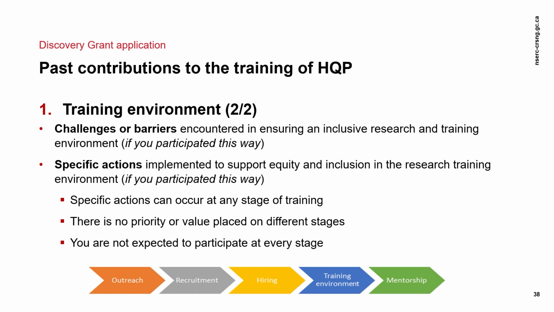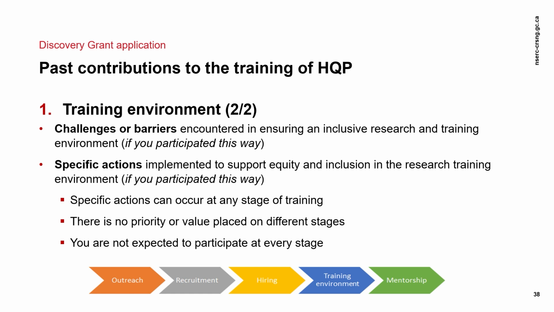Specific actions can occur at any stage of training: outreach, recruitment, hiring, mentoring, and training. There is no priority or weighting associated with stages. For example, specific actions related to mentoring are not seen as better than those related to outreach. We do not expect you to do everything. When you identify the stages associated with your chosen actions, it adds to the clarity of the description, demonstrating your awareness of EDI as well as your ability to contribute to increased equity and inclusion in the research and training environment.